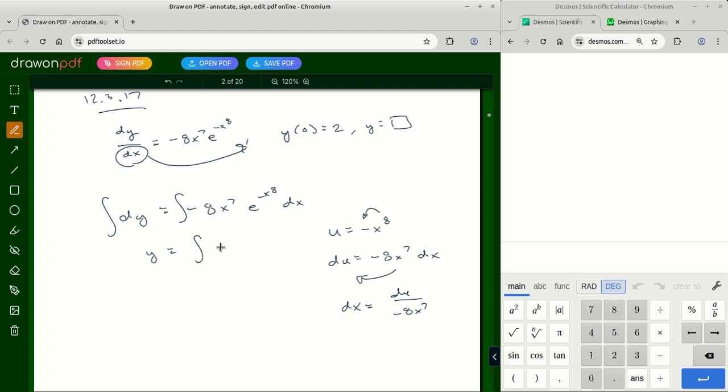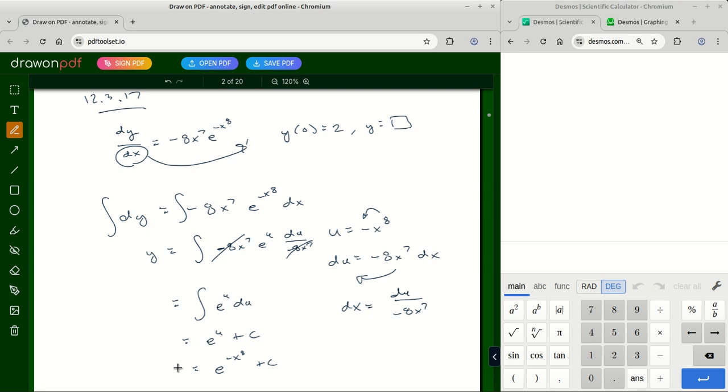So now I've got the integral of negative 8x to the 7th times e to the u du over negative 8x to the 7th. So all those guys cancel. So that's kind of nice. So the integral of e to the u du is just going to be e to the u plus C. And I already have my u. It's negative x to the 8th. And there you go. Let me just look ahead.